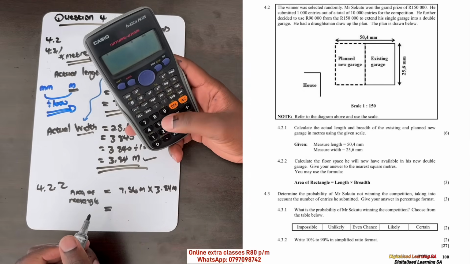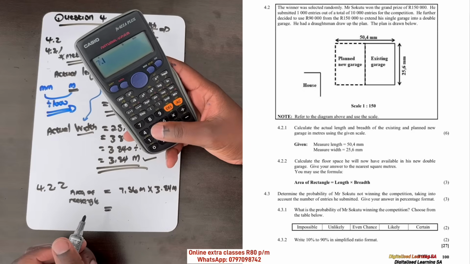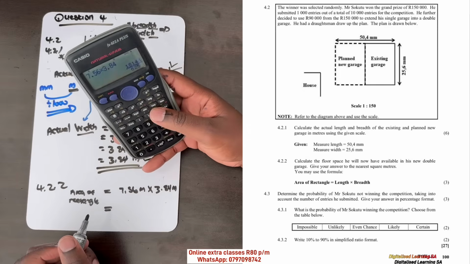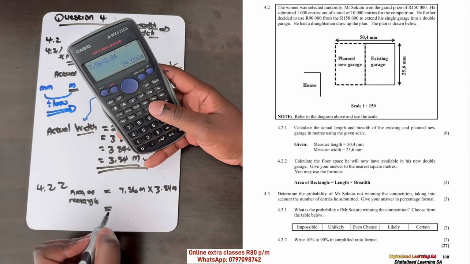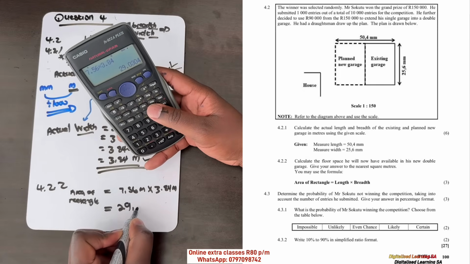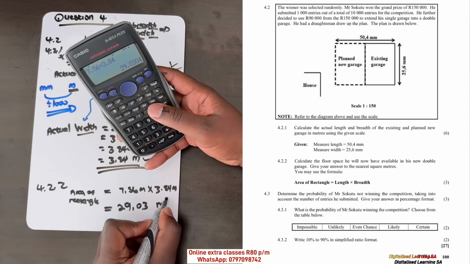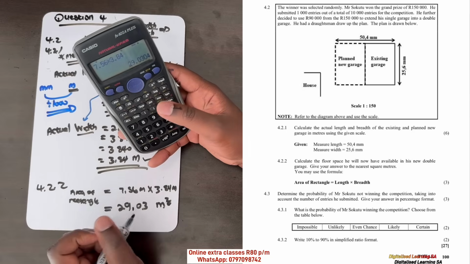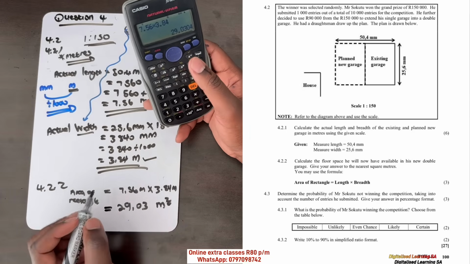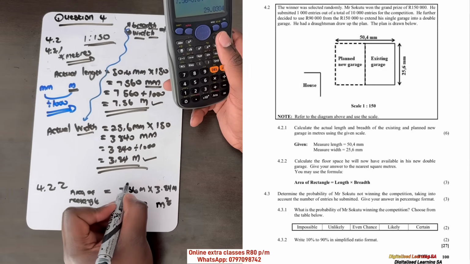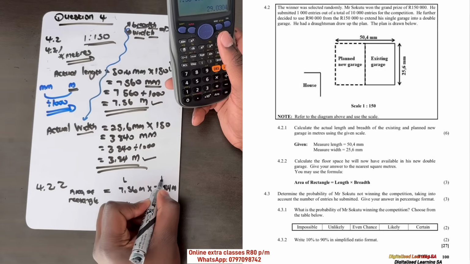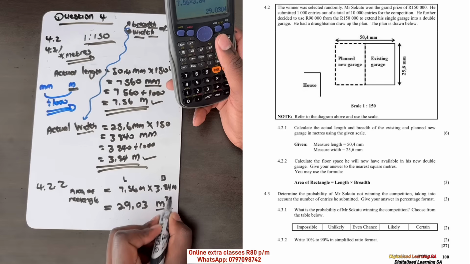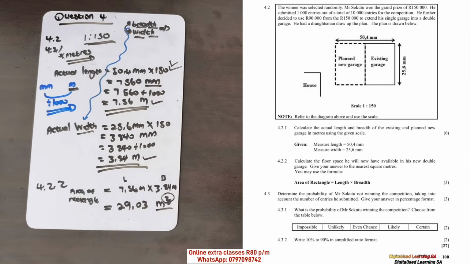So our answer will be 7.56 multiplied by 3.84, which is 29.03 meter squared. The squared is because we used 2 dimensions. The formula had 2 dimensions, the length and the breadth, which is the width. That's why we have meter squared.